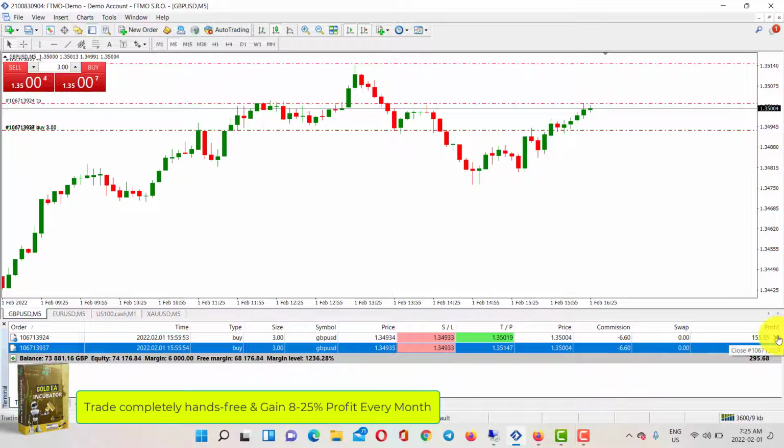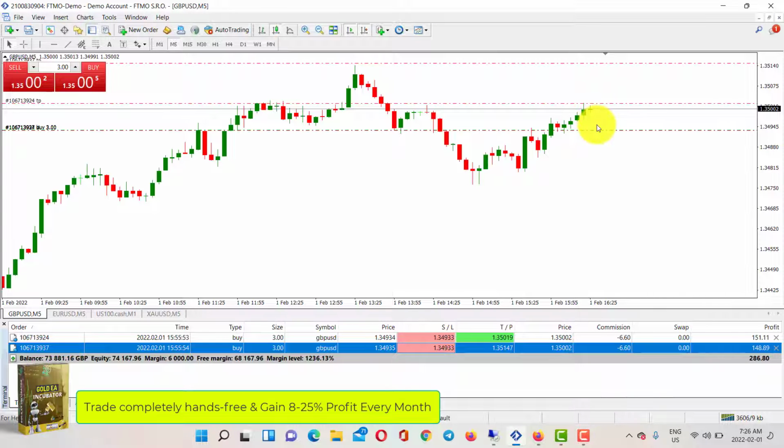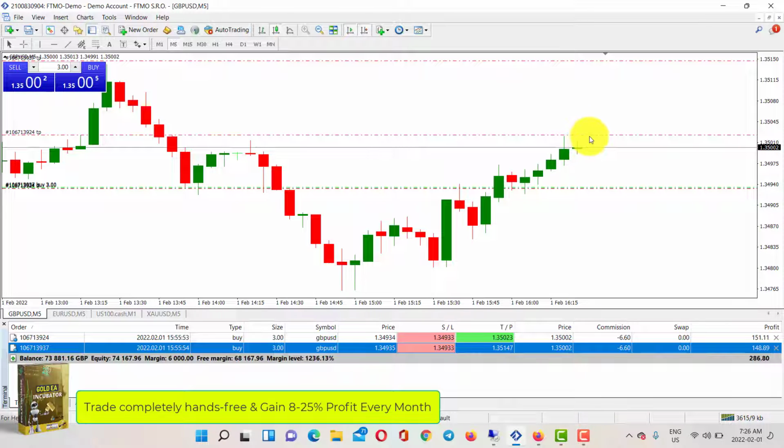I'm probably going to close this one. Let's see how it moves, because it already grabbed the liquidity. It probably does a little bit of correction and then it goes up, but I want to see how it looks. See, because it's still potential, it already grabbed the liquidity. Now I'm waiting for this candle to close, and then I'll just wait for that.